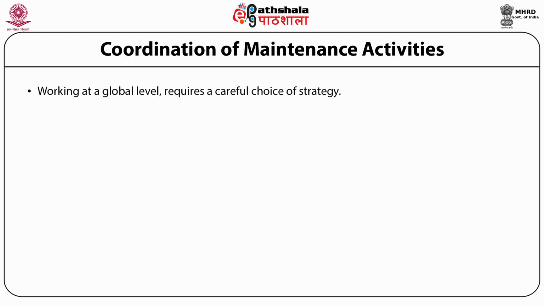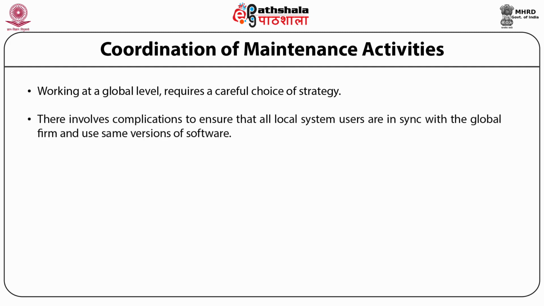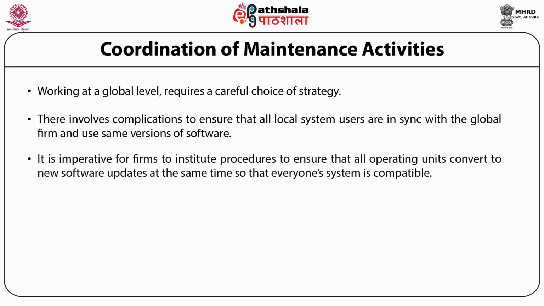Now, working at a global level requires a careful choice of strategy. It involves complications to ensure that all local systems used are in sync with the global system and use the same version of the software. It is very important for the firms to have procedures and then ensure that all of the operating units convert to new software update at the same time so that everyone is compatible.